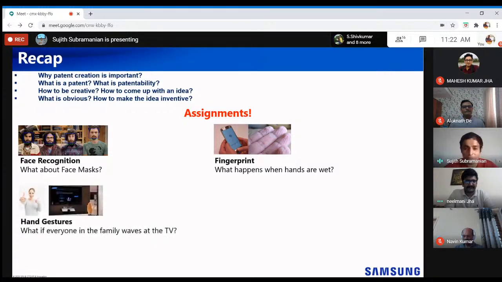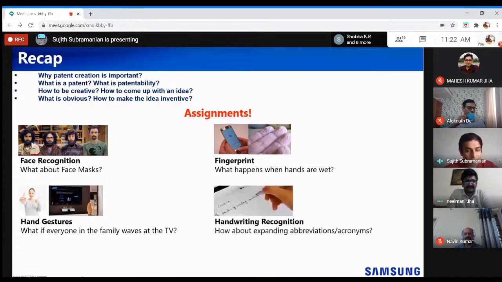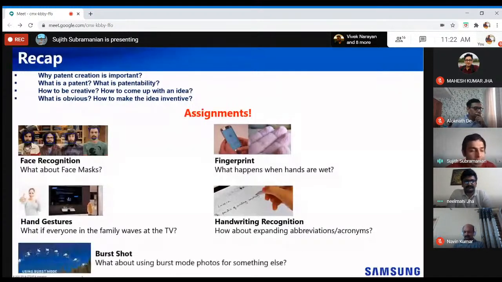You have hand gestures, a family sitting in front of the TV, everybody is waving at the TV. How can I still solve problems that still exist? We saw an example of handwriting recognition. Can I still expand abbreviations and give new ideas in handwriting recognition? With burst shot, is there something else that I can do? Is it just videos? Can I do something else with the photo? Can I edit the photo? Can I make the photo much better with the burst shot?